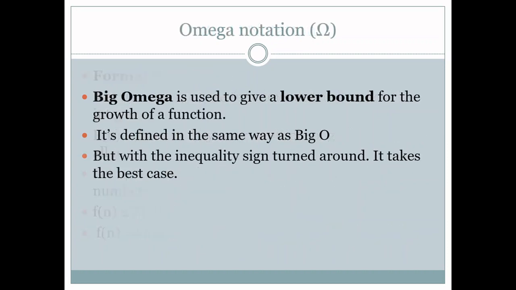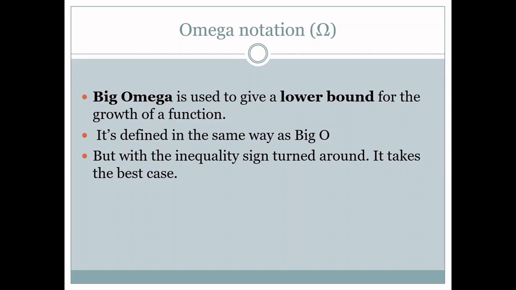And the next one is omega notation, and we use the omega symbol for that. Big omega is used to give a lower bound for the growth of a function. That is, it takes the best case. So big O notation takes the worst case and big omega represents the best case, that is the lower bound. It is also defined the same way as big O notation, but with the inequality sign turned around, and it takes the best case.